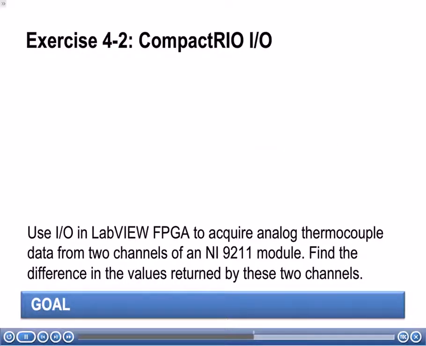So at this point, if you have the hardware available to do this exercise, this would be a good time to do exercise 4.2, where we work with CompactRIO I/O. In this particular exercise, we're going to acquire 2 thermocouples, get that data, take a look at it in the FPGA VI, and subtract those just to see what the difference between the temperatures is. Right now, I'm going to do a quick demo of the solution, just so you can see what's going on here.